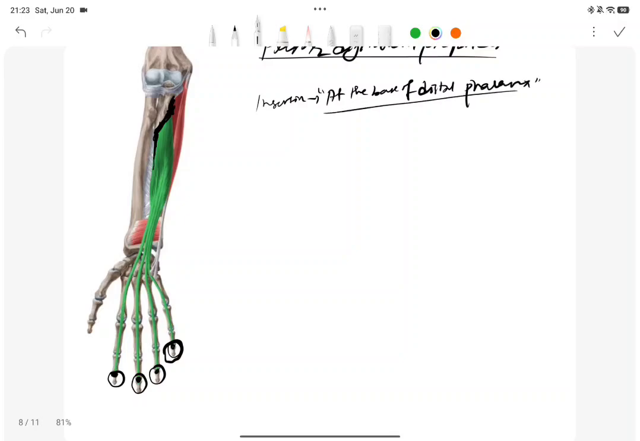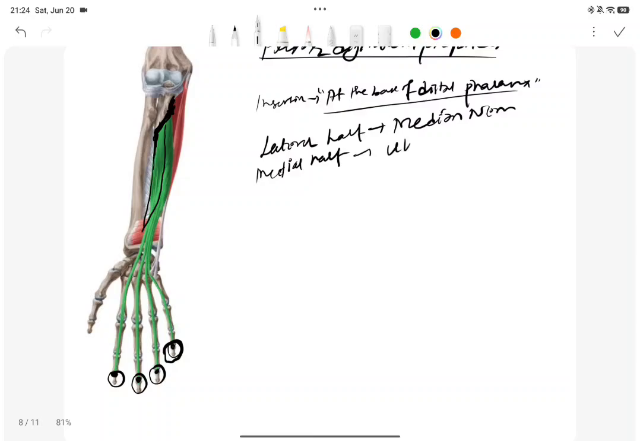सो नर्भ सप्लाई हेऱ्यो भने, there is a medial half एन्ड देयर इज अ ल्याटरल हाफ। सो ल्याटरल हाफ इज सप्लाइड बाई द मिडियन नर्भ है, ल्याटरल हाफलाई चाहिँ मिडियन नर्भले सप्लाई गर्छ, मिडियल हाफलाई चाहिँ अल्नार नर्भले सप्लाई गर्छ है, medial half is supplied by the ulnar nerve.